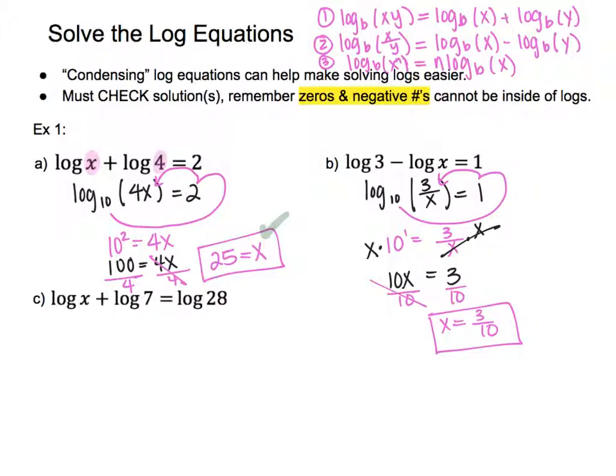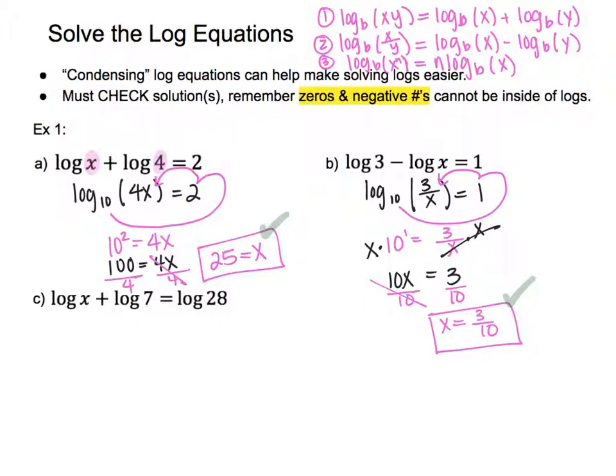Now, if I were to plug this in, this is a positive fraction here, so if I plug it in for this x, I'm good, because it's positive. No negatives or zeros here. So I'm going to put a check mark for that answer. C is next. So let's take a look at C here.